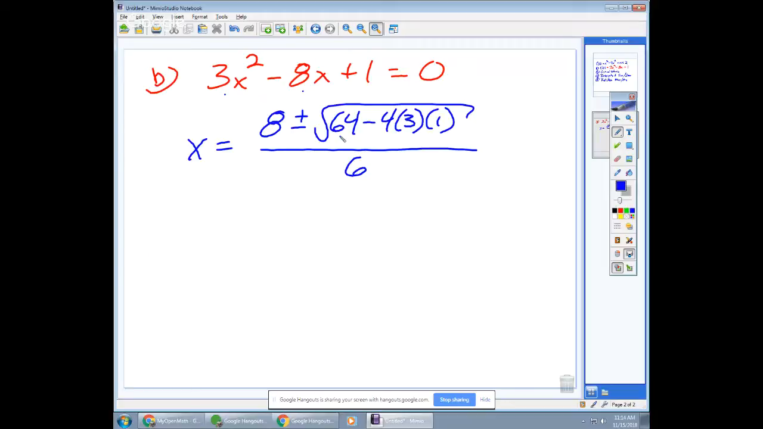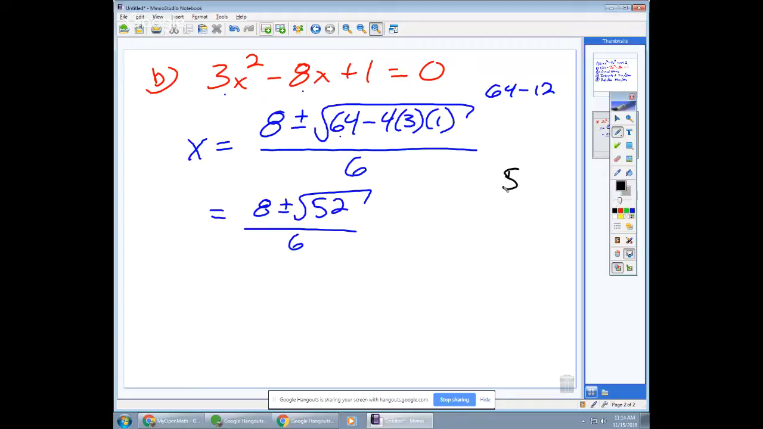But usually I feel pretty comfortable about squaring b in my head. So what do we got? That's 64 minus 12, is that right? Which is 52 on a good day. So we get 8 plus or minus the square root of 52 over 6. Usually with these, I don't really care too much about simplifying them, but if you love that, we could do that.